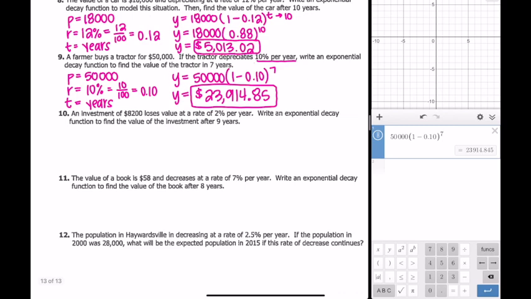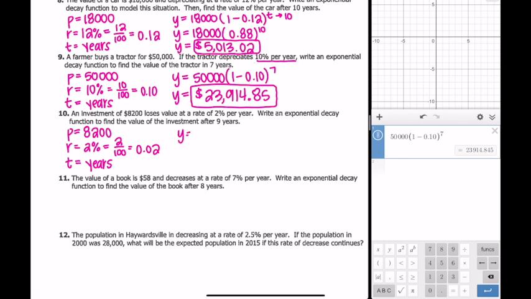Okay, number 10. An investment of $8,200 loses value at a rate of 2% per year. Write an exponential decay function to find the value of the investment after 9 years. So the principal amount started with $8,200, and it is decreasing or decaying by 2% each year. So our T represents years. Now remember, 2%, that's 2 out of 100, or 0.02.